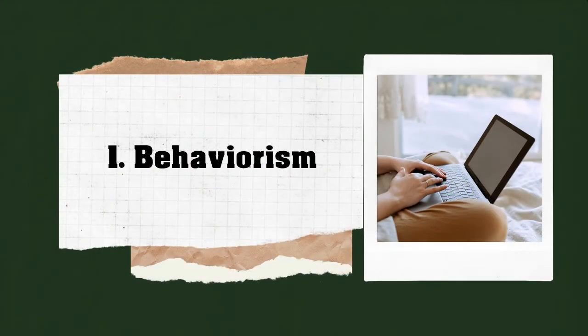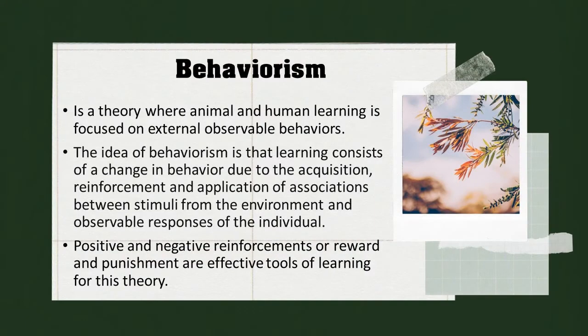The first one is behaviorism. Behaviorism is a theory where animal and human learning is focused on external observable behaviors. The idea of behaviorism is that learning consists of a change in behavior due to the acquisition, reinforcement, and application of associations between stimuli from the environment and observable responses of the individual. Positive and negative reinforcements, or reward and punishment, are effective tools of learning for this theory.